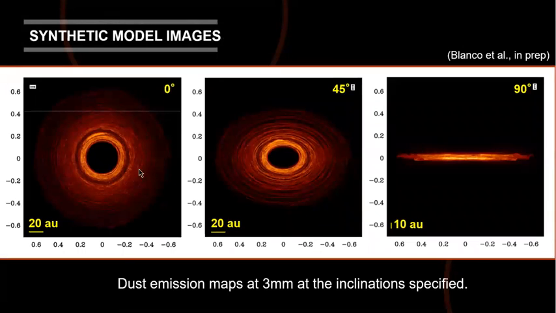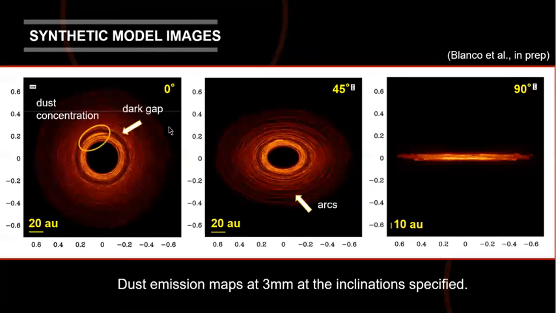So we produced model images for the dust continuum emission at various disk inclinations and different wavelengths. This particular set of snapshots showcase the synthetic model image at 3 millimeters at the inclination specified. In the model images, we see some very encouraging features. There is a very clear localized region where dust is concentrated, a prominent dark gap located right outside this dust concentration. And in the face-on image, but even more so in the 45-degree inclination model, we see multiple concentric rings or arcs in the outer regions.